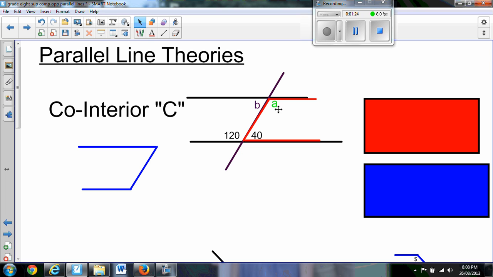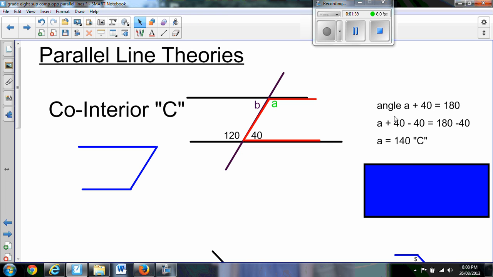And what it says is inside the co-interior of these two angles, this angle and this angle is going to equal 180 degrees. This will be very similar to our supplementary angle stuff we did yesterday, and the setup is very, very similar. So I'll move this out of the way and show you the math.